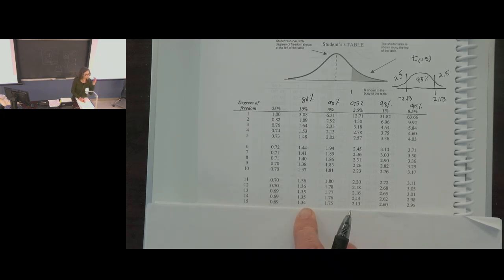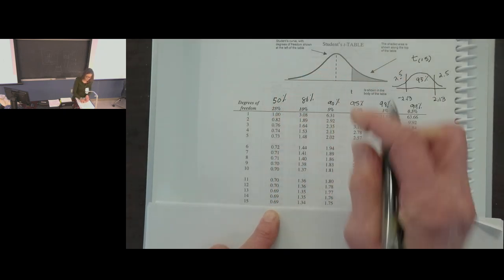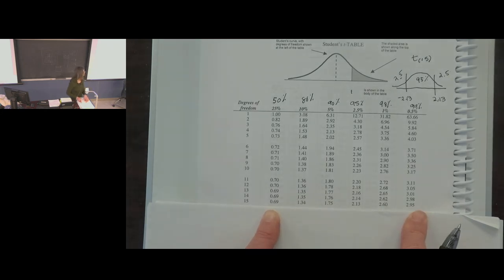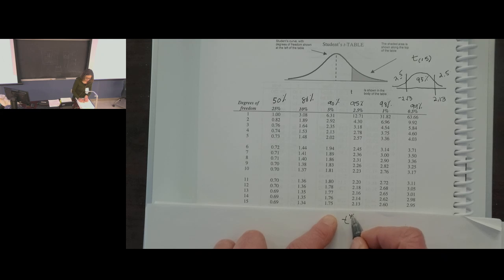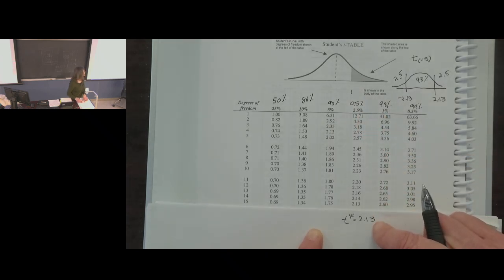They're always a little bit bigger than the z. And this one would be the 50% confidence interval. And these are the critical values. So we want this one. This is our t star is equal to 2.13 for the 95%. If I wanted a 99% confidence interval, our t star would be that. Does that make sense?